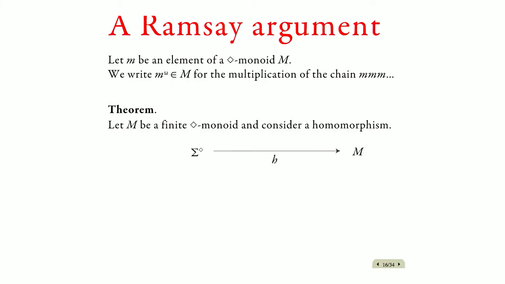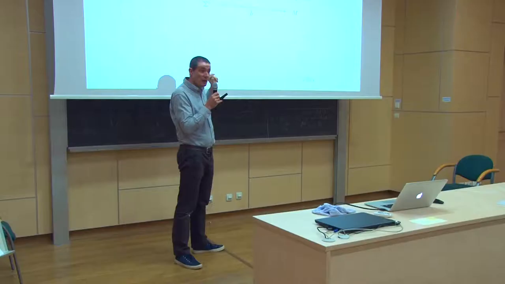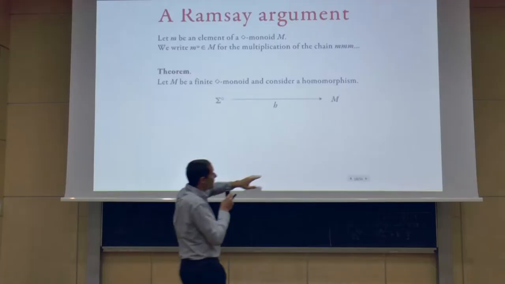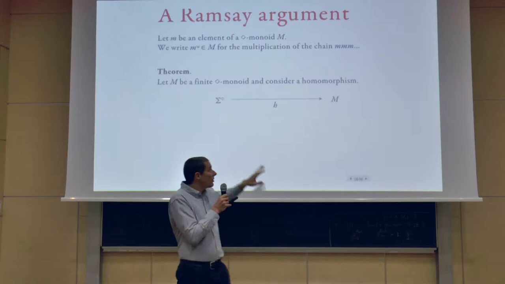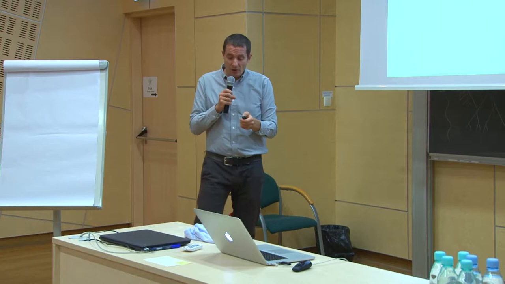And here's the theorem. This and similar things are the only thing you need to know. It says the following: suppose I have a finite generalized monoid, and I have a homomorphism H. This is not necessarily surjective, so maybe there are some values in this monoid which cannot be achieved, which are not in the image of H. And I want to know what is the image of H. This theorem will give me a characterization.